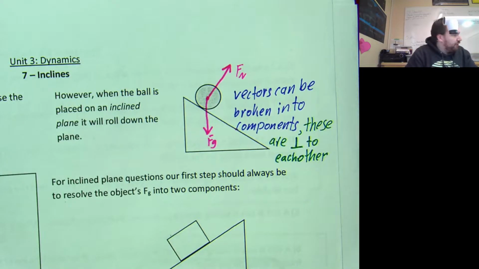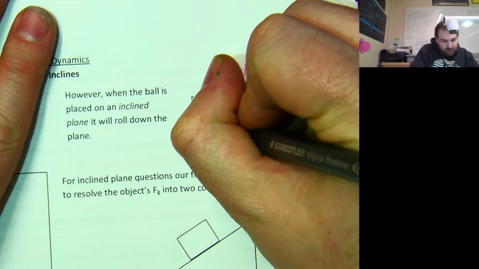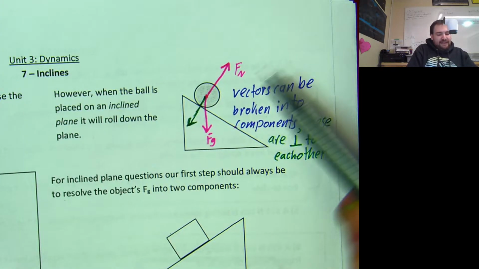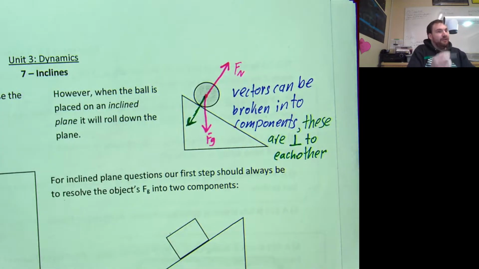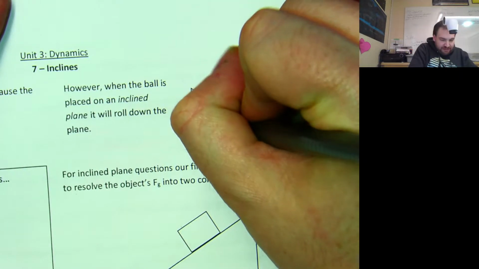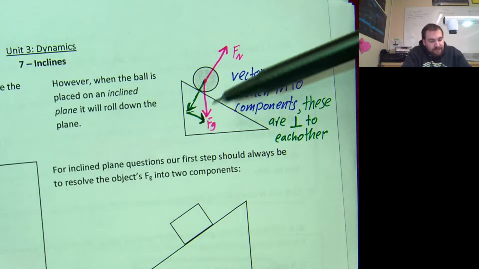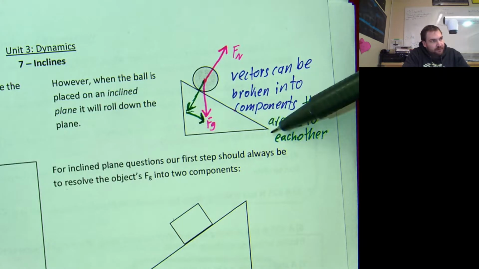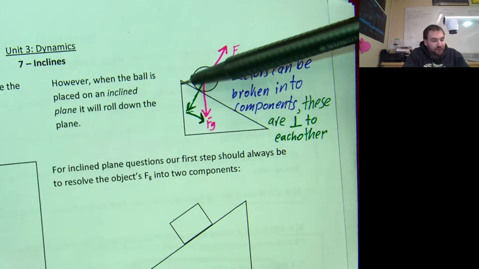So what we're going to do is break gravity up into two pieces, because gravity is doing two things. Gravity is a little bit holding the ball onto the incline, yes? So we can think about the piece of gravity that's holding the ball to the incline. The other thing gravity is doing is causing it to accelerate down the incline. So I'm breaking up gravity into a component that is perpendicular to the surface and parallel to the surface, because my surface is no longer level.